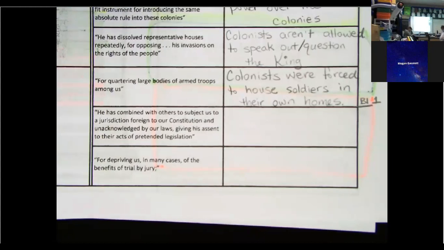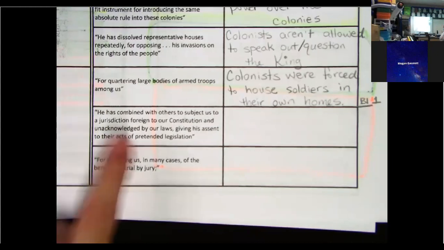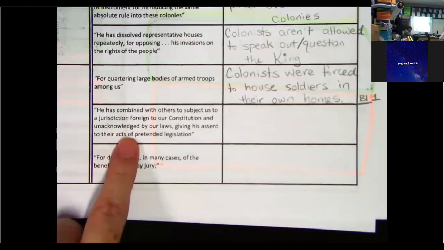Not at all. Read that. Subject us to a jurisdiction foreign to our Constitution and unacknowledged by our laws. So something not acknowledged by American colonies' laws.